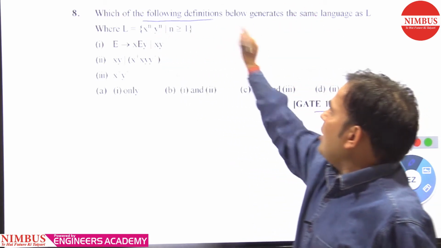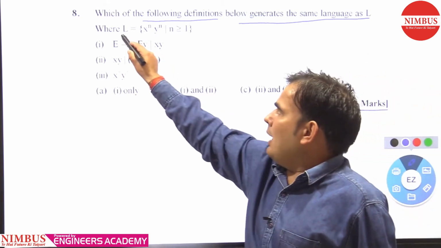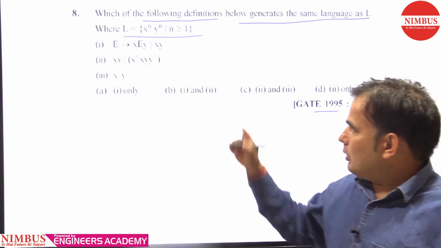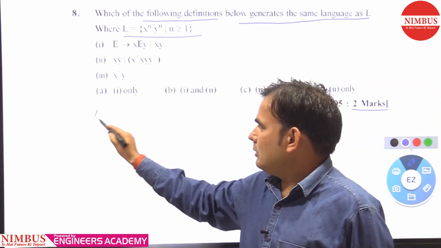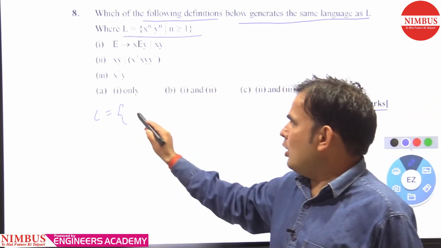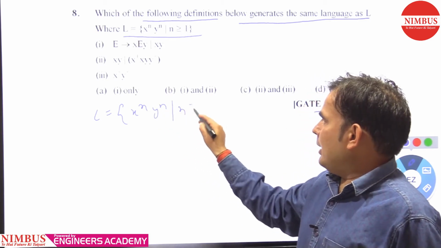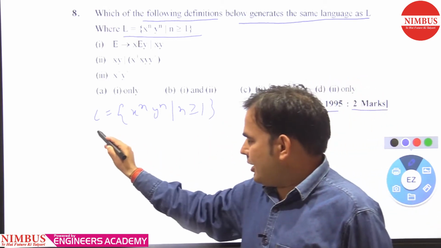Which of the following definitions below generates the same language as L, where L is given? So first we need to work out the language for the given definition. L equals x^n y^n, where n is greater than or equal to 1, right? So which language is it generating?